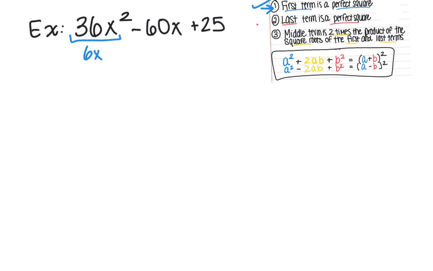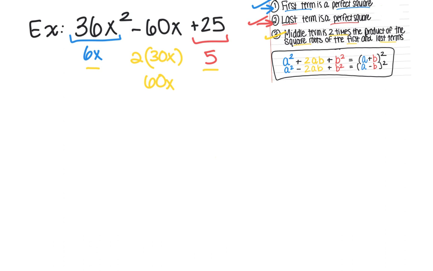Then we want to check and see, is our last term a perfect square? Well, yeah, the square root of 25 is just 5. So that is also true. And then finally, is our middle term 2 times the product of our square roots of our first and last? Well, let's think about that. What's 6x times 5? Well, that's 30x. And then is this going to be double that? Yeah, we get 60x here. And so that is going to work as well.